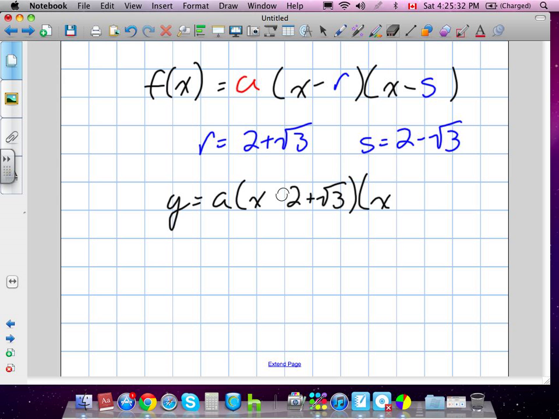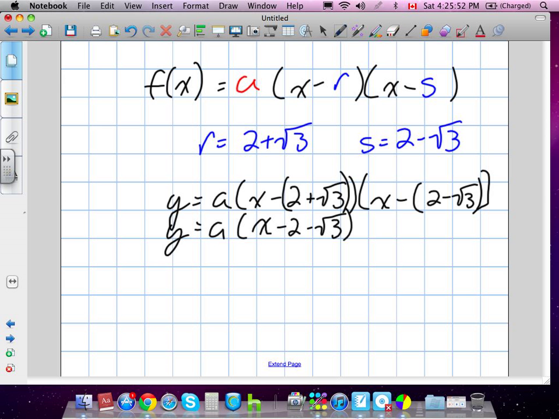This is x minus r minus 2 plus root 3, x minus 2 minus root 3. Okay? We'll simplify those brackets. Y is equal to a. This negative sign actually gets distributed and becomes minus 2 minus root 3. And this negative sign gets distributed and we get x minus 2 plus root 3. It kind of ends up going backwards of what we originally put it into.